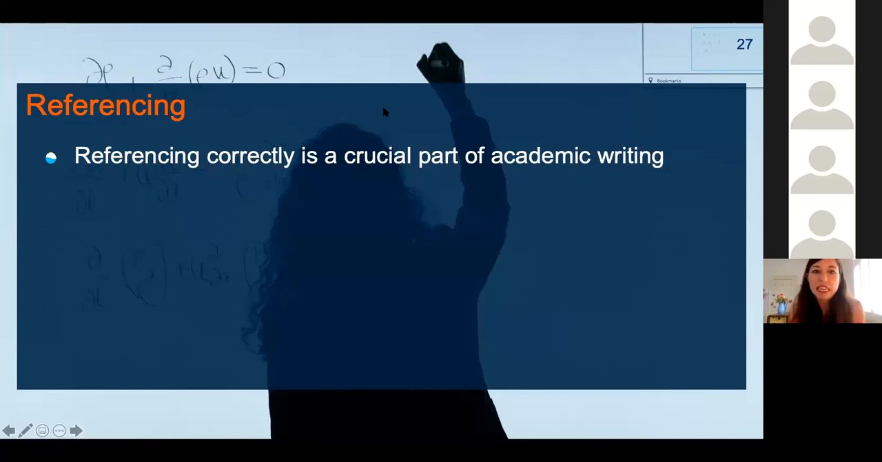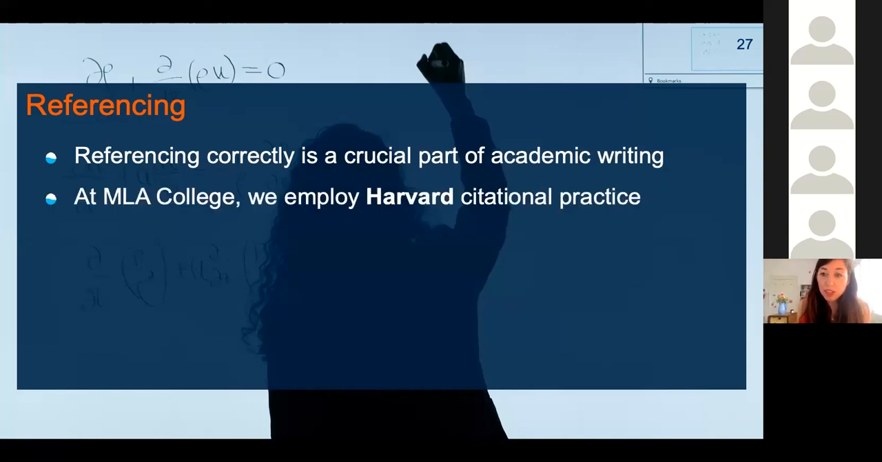This final, very quick section is on referencing. As I said, it's a very crucial part of academic writing. We're using Harvard citational practice, and that's really important. It's actually one of the easier systems of referencing to use. Things like Chicago referencing are more complicated, and you sometimes have to use footnotes to put references in. So we're relatively lucky here.